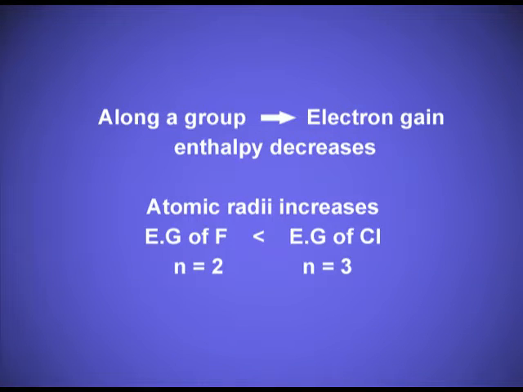Along a group, electron gain enthalpy decreases from top to bottom because the atomic radii increase. For example, the electron gain enthalpy of fluorine is less than that of chlorine. It is only due to the increase in the size of the shell, as in the case of chlorine the size is larger than fluorine.